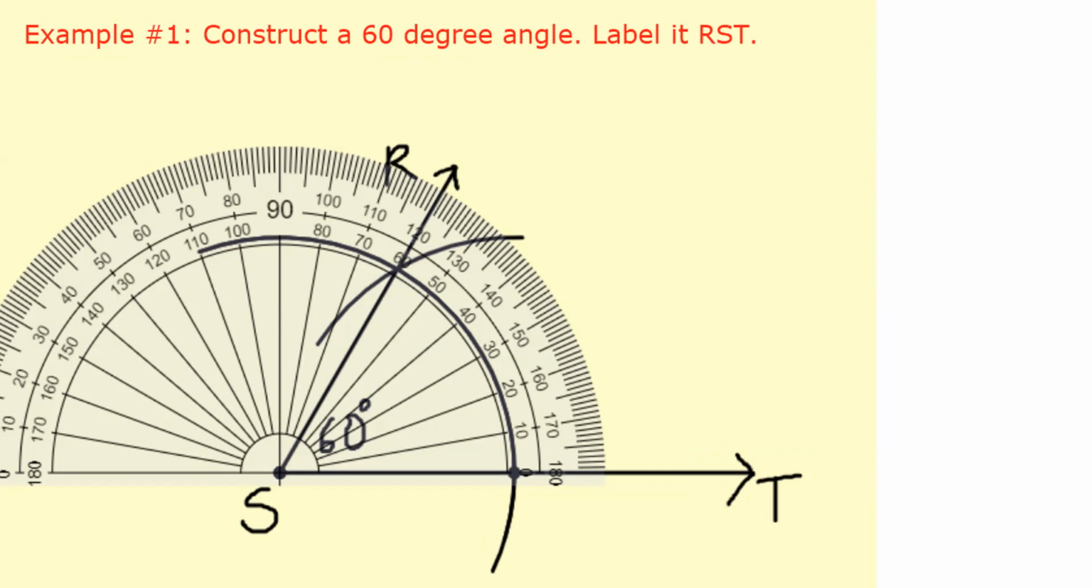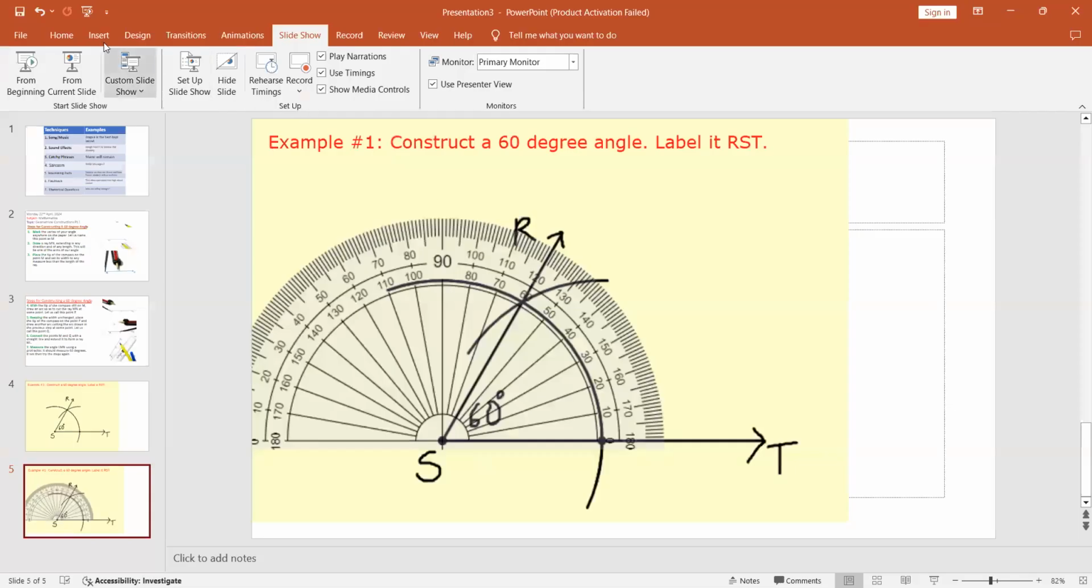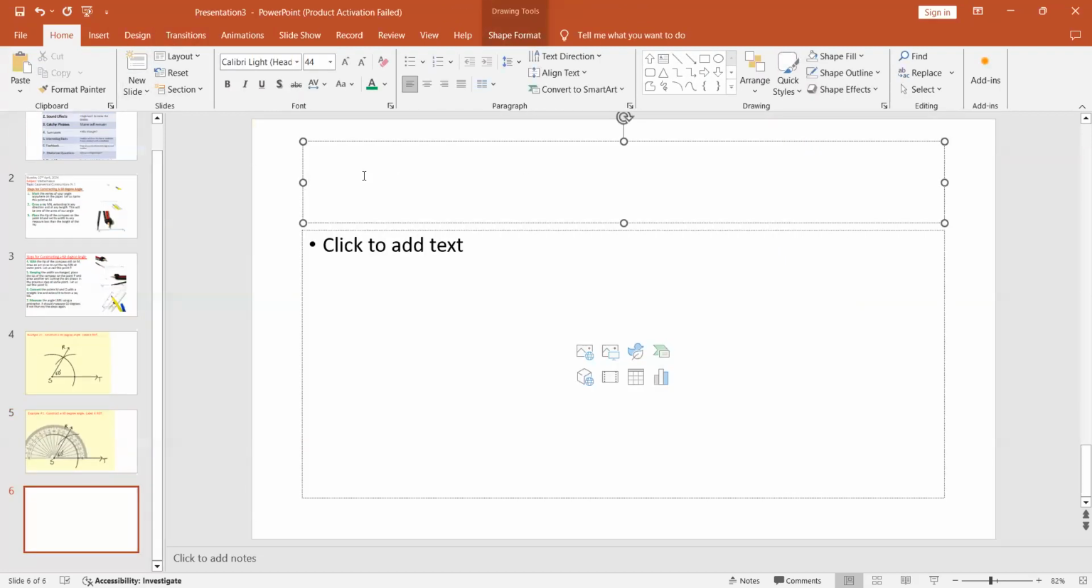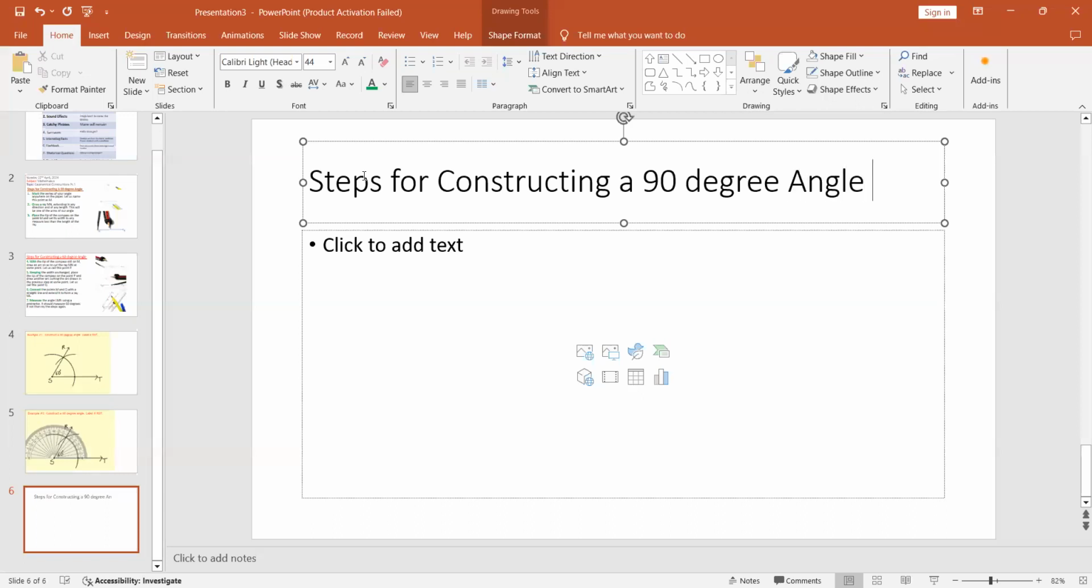The next thing that we're going to learn how to do is construct a 90 degree angle. So let's do that. The next one is going to be steps for constructing a 90 degree angle. If you haven't sent in your 60 degree angle notes yet, please make sure to send them.